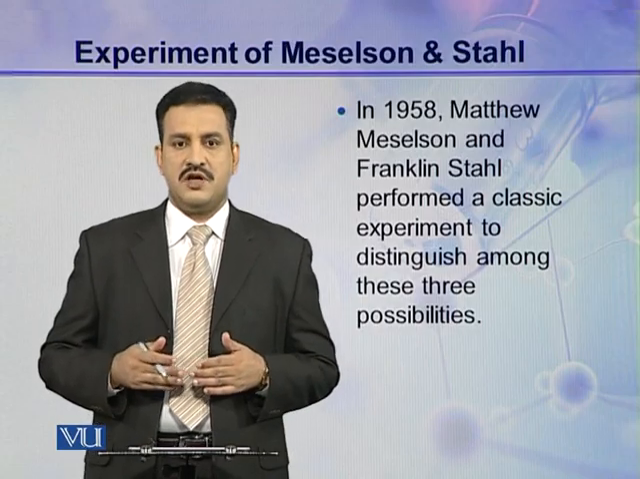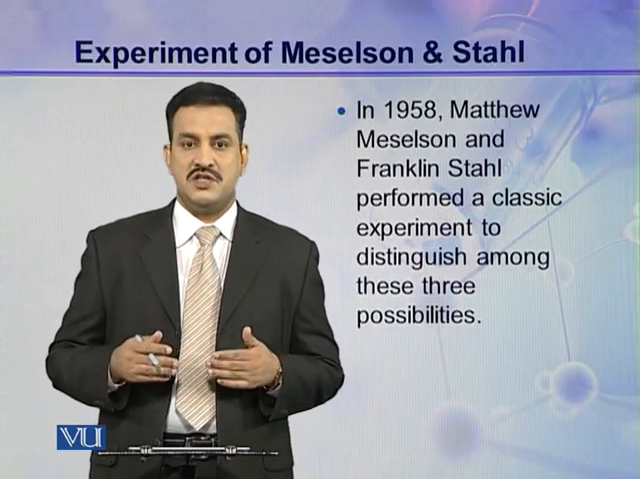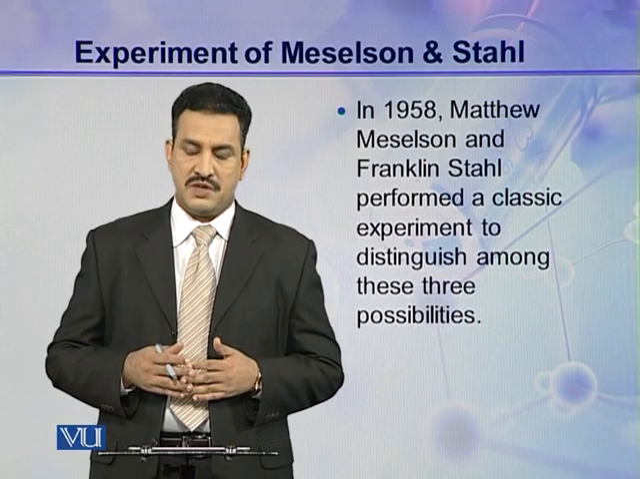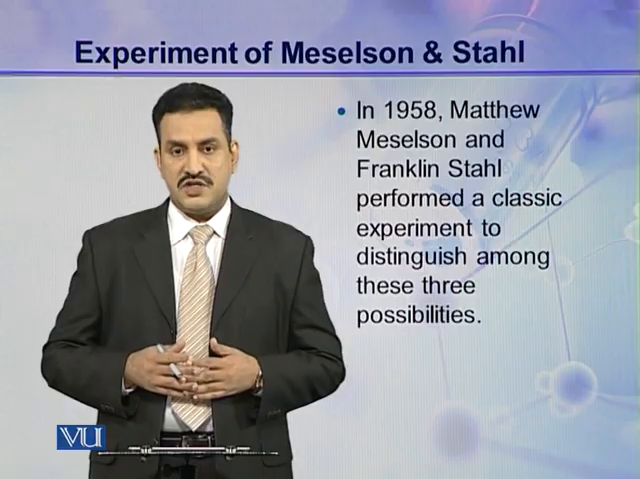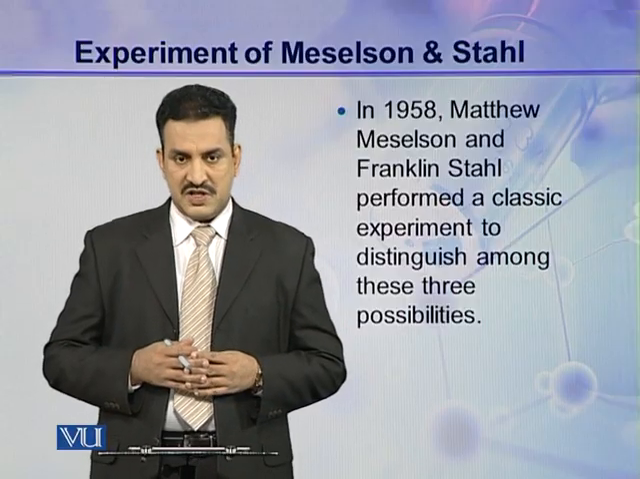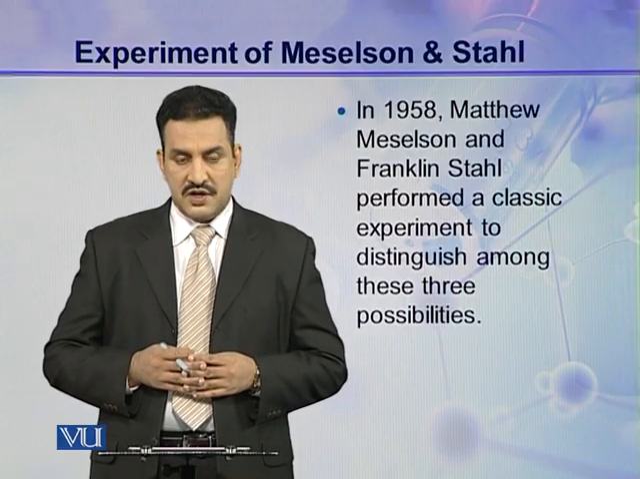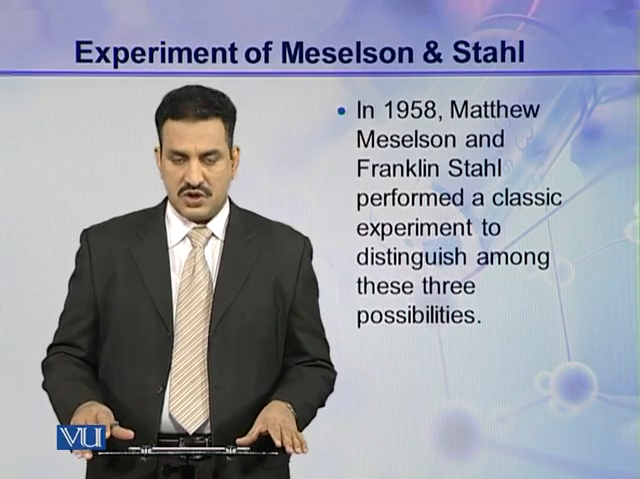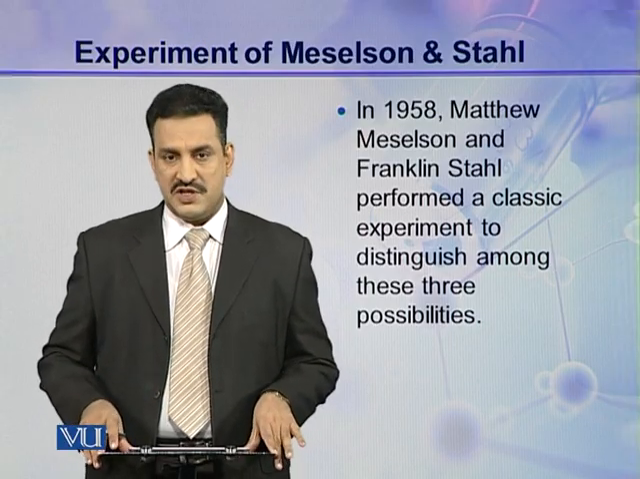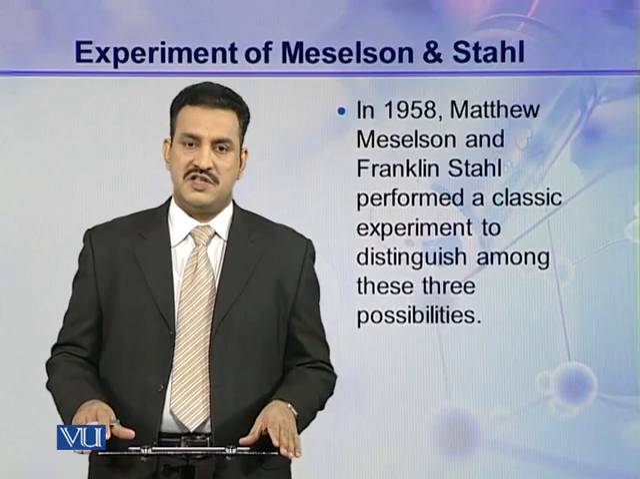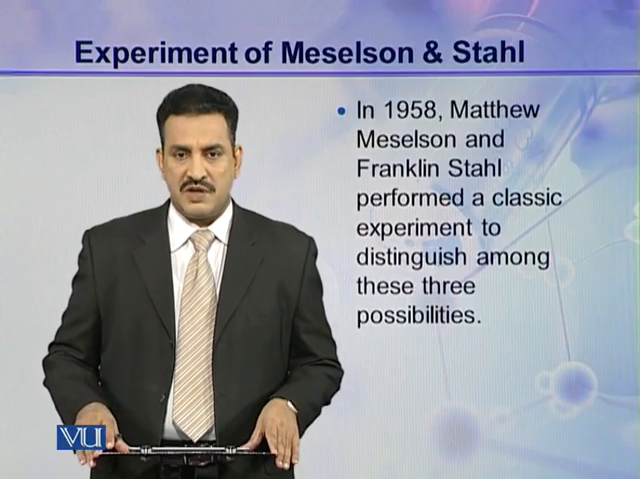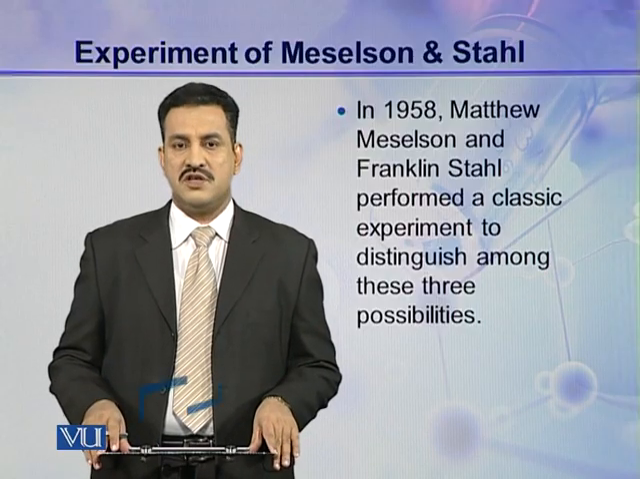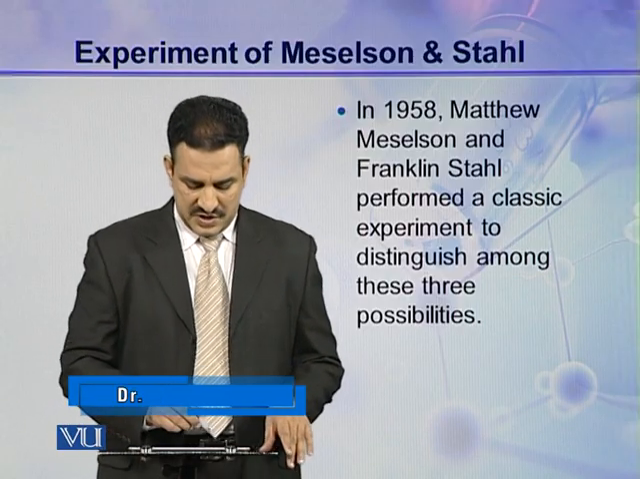Let us see how it was proved that the semi-conservative type of replication is the correct type of replication. In 1958, Matthew Meselson and Franklin Stahl performed a classic experiment to distinguish among these three possibilities: conservative replication, semi-conservative replication, and dispersive replication.